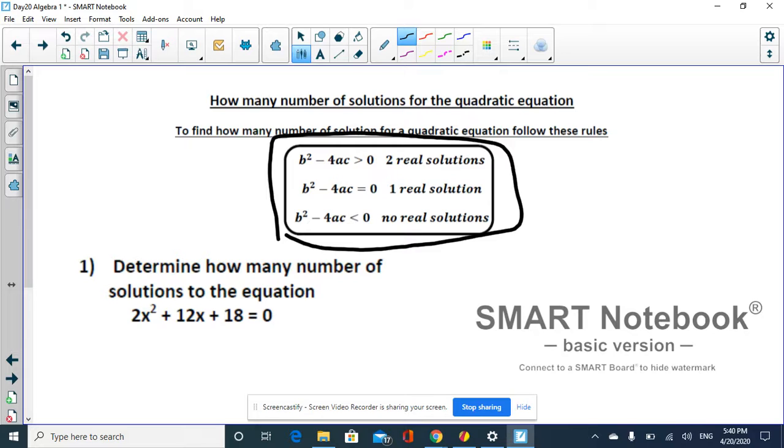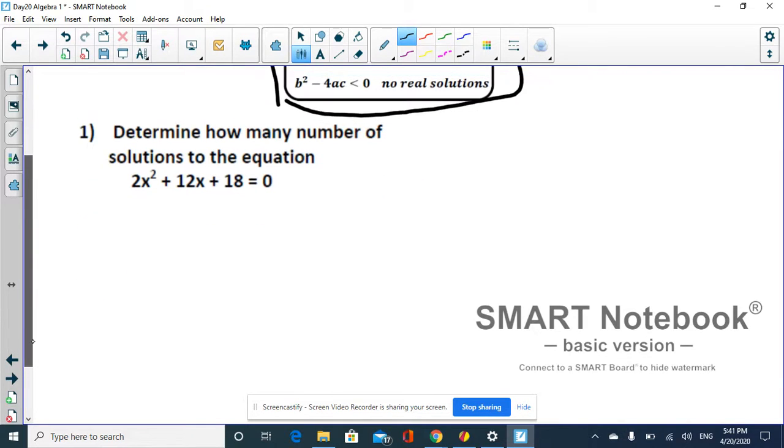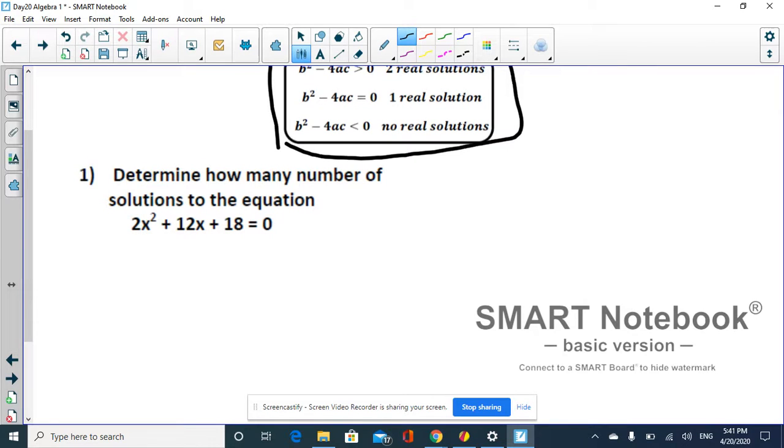So you can use this note. B squared minus 4ac greater than 0, a positive number, means we have two real solutions. If b squared minus 4ac equals 0, one real solution. If b squared minus 4ac is less than 0, a negative number, we don't have any real solutions. In this equation, determine how many solutions we have: one solution, two, or no real solution. To know how many solutions, we use this discriminant.